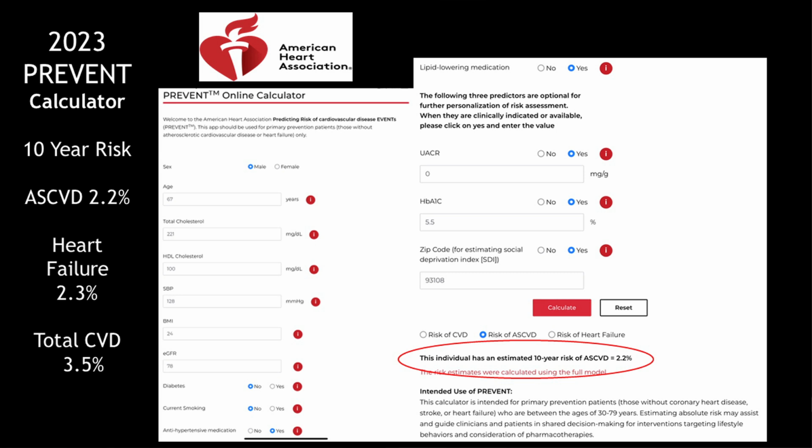It was 2.2%. Heart failure 2.3, and combined 3.5%. And here you can see this is the actual calculator. It's online. You can just Google PREVENT calculator and it'll come out. It goes right to this and you put in whatever numbers. It gives you the 10-year risk for each of these individually. I just put the atherosclerotic vascular disease one up here.